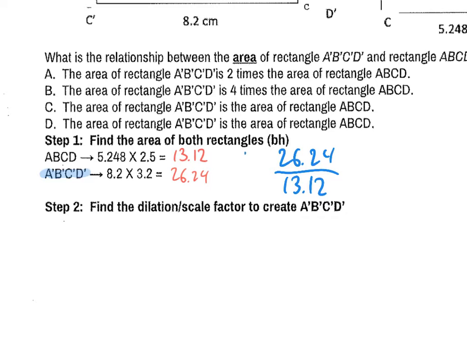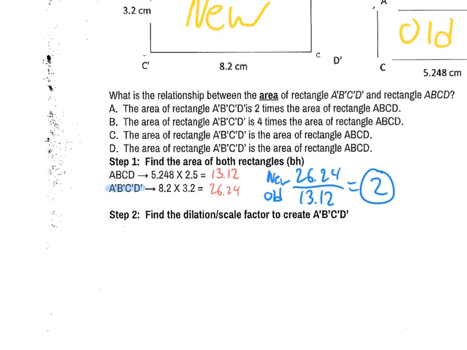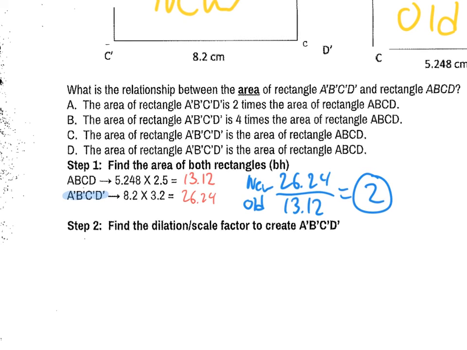So again, this is new and old. So when I do those two divided by each other, we get a really nice round answer of 2. This is our scale factor. So our scale factor is 2. So now I'm going to read through my answer choices. So it says the area of the prime rectangle, because I'm getting really tired of saying that, is 2 times the area of the original rectangle. Well, that's exactly what we just found out. So your answer is going to be A on that one.